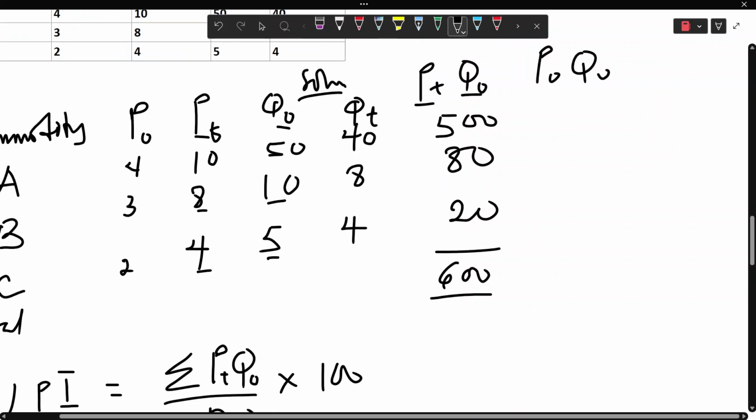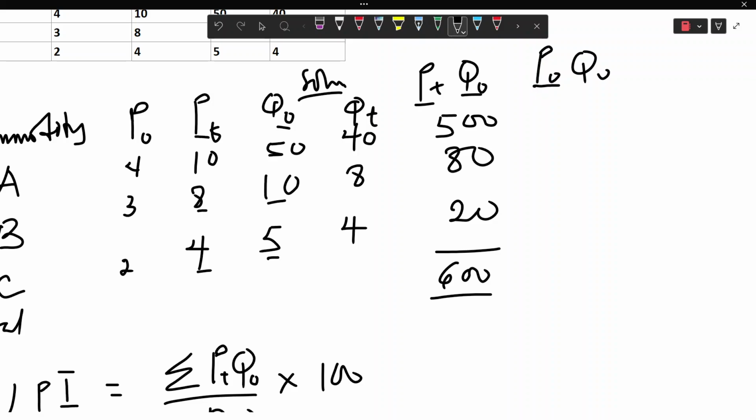Now we need to find the summation of base year prices and base year quantities. So base year price 4 and 50 for quantity A, giving us 200. Then 3 and 10, 30. We have 2 and 5, 10. We can say 240.